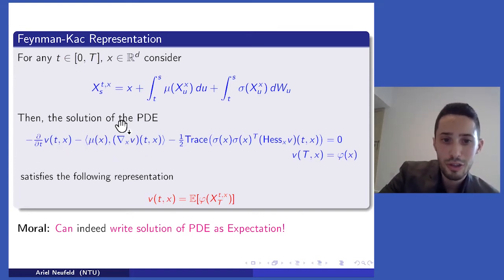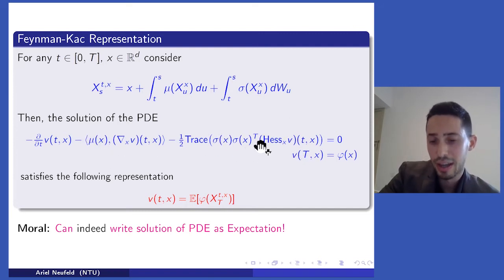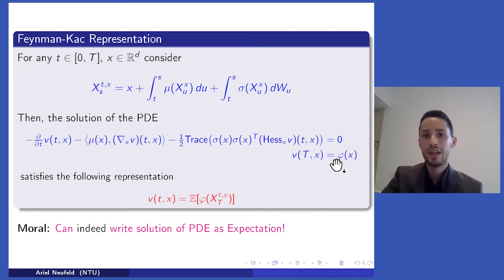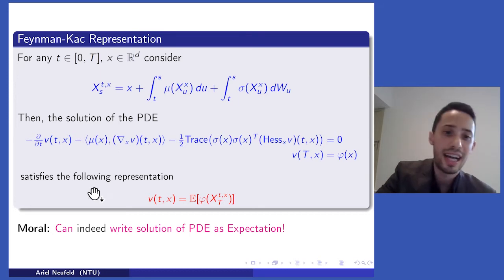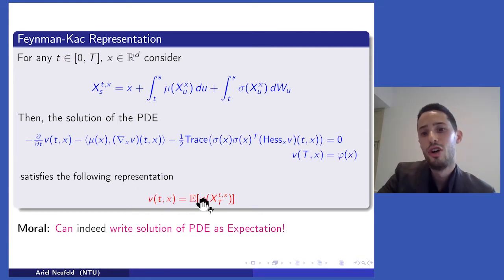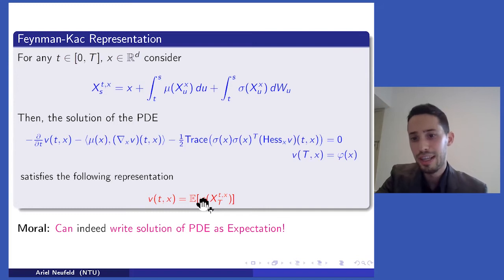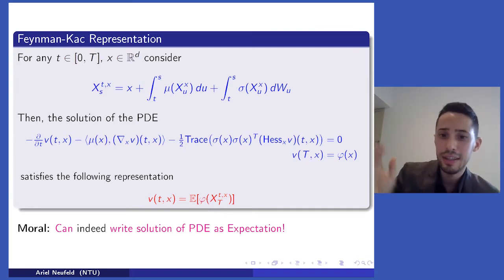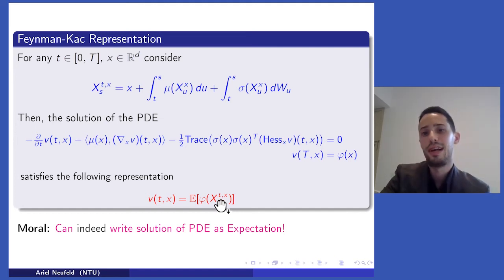The first order term corresponds to the drift. The second order term corresponds to the volatility, and this is the boundary condition. Then the solution of this linear PDE can actually be written as an expectation, namely the solution of this PDE is just the expectation of the boundary condition phi at the terminal time big T, applied to the SDE when evaluated also at the terminal time T.